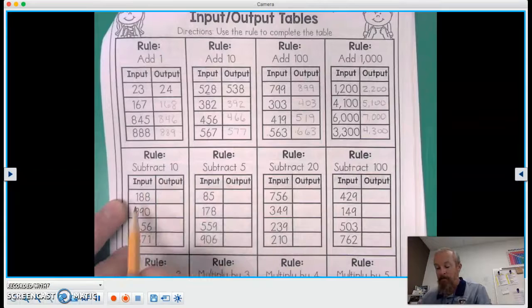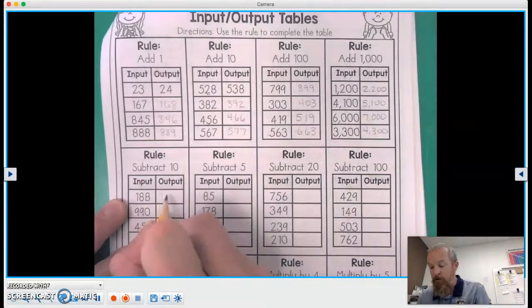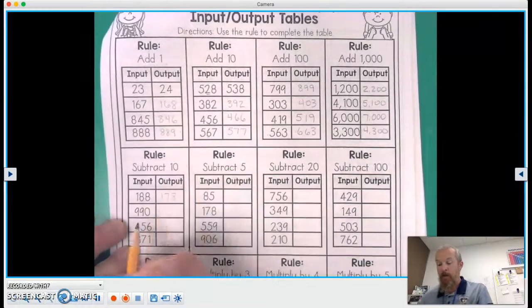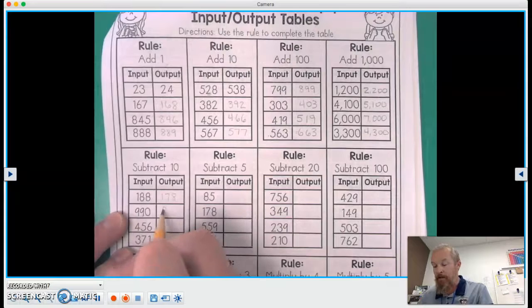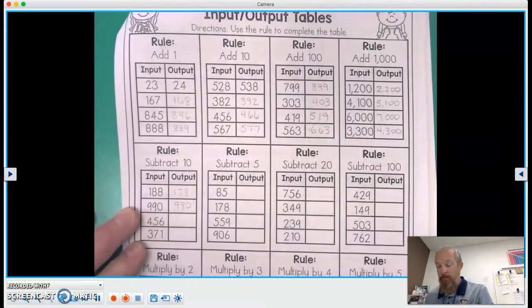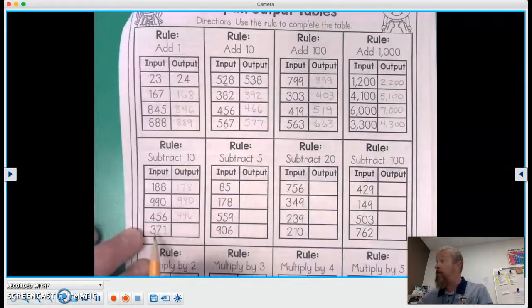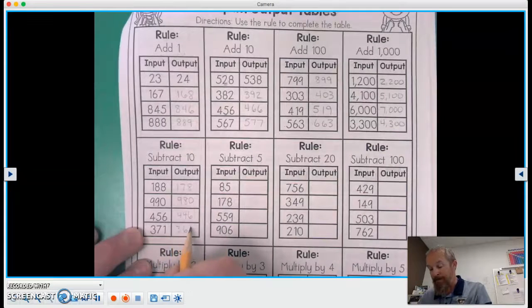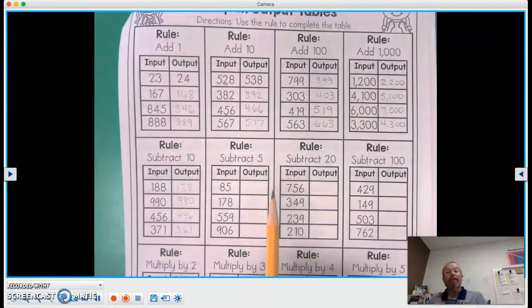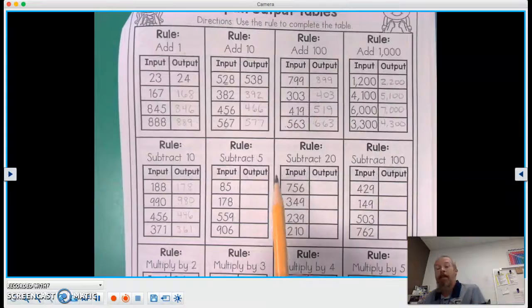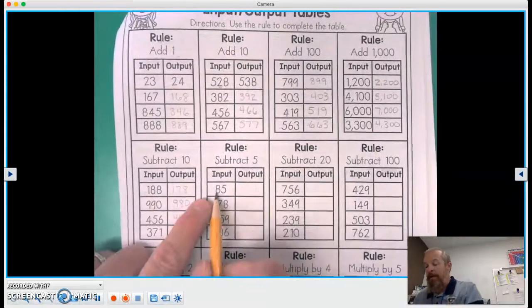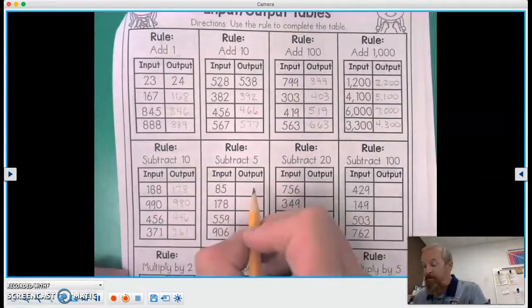Subtract 10. Take 1 off the tens column would be 178. Again, 1 off the tens column, 980. 456, we'll go to 446. 371, 361. This time we're going to only take 5 away, so we're not going to take a full 10 or 1. So 85, 5 minus 5 is 0, so 80.